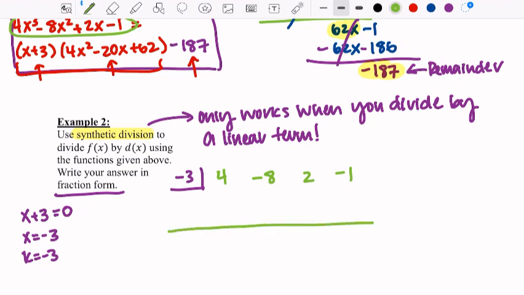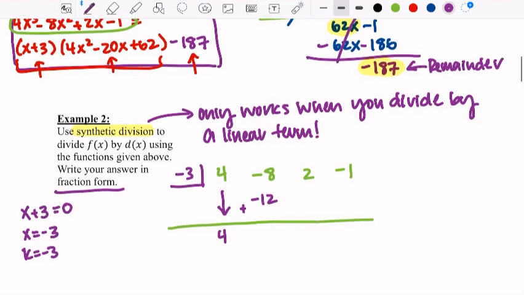Okay, so using synthetic division, we're going to bring down that leading coefficient, and I'm going to place it underneath here, okay? So now I'm going to take that number and multiply it by my k value. So 4 times negative 3 is negative 12, and I'm going to place it underneath here. Now, the key difference between using synthetic division and long division is that from here, we're just going to straight up add our terms. We do not need to subtract. We do not need to change any signs. Okay, so negative 8 minus 12 is going to give me negative 20.